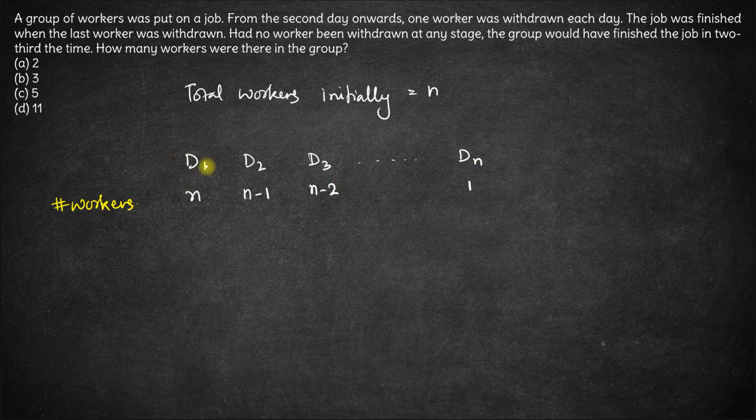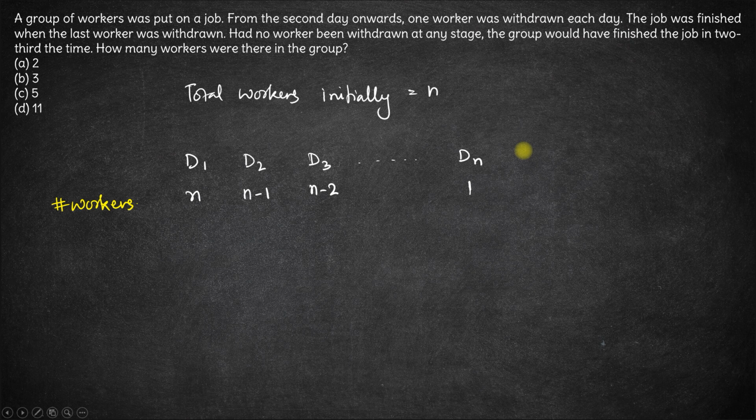So you see, the number of the day and the number of workers, the sum is n plus 1. n minus 1 and 2 is n plus 1, n minus 2 plus 3 is n plus 1. So if there is only one worker remaining, it will be on the nth day. Once n days are completed, this person will also leave, and that's it. Then there will be no one left to work and the job will be finished. As soon as this person leaves, the job is finished.